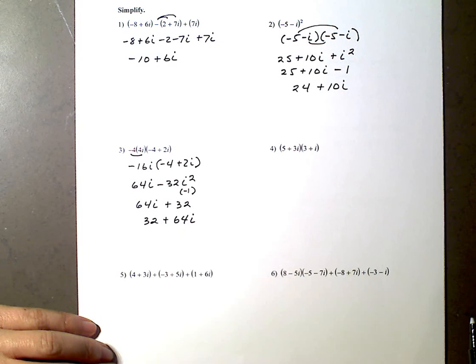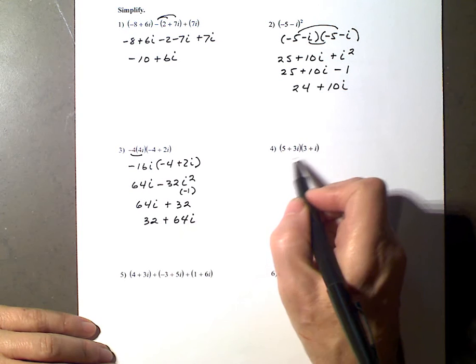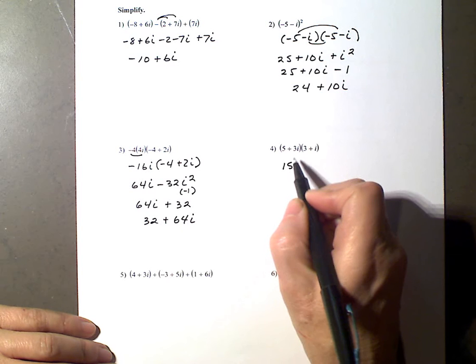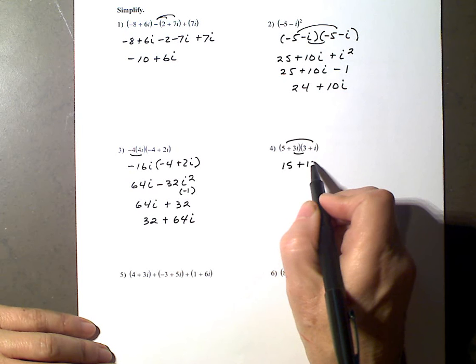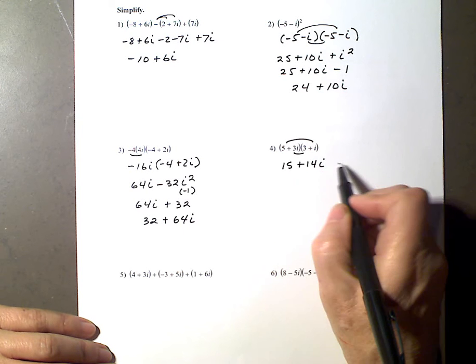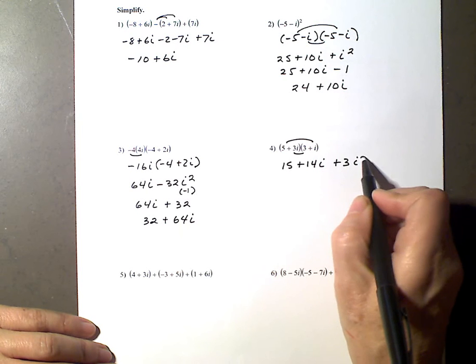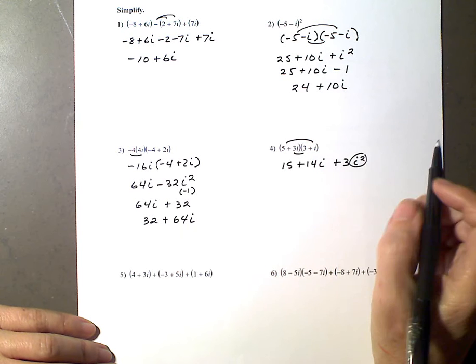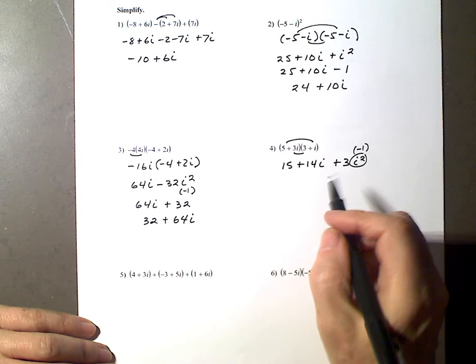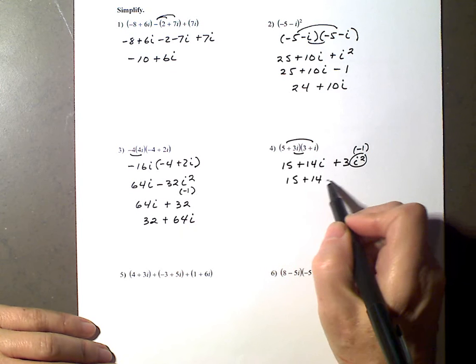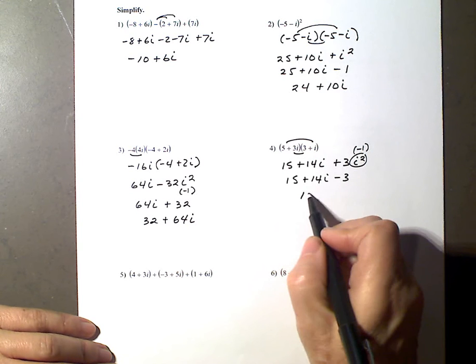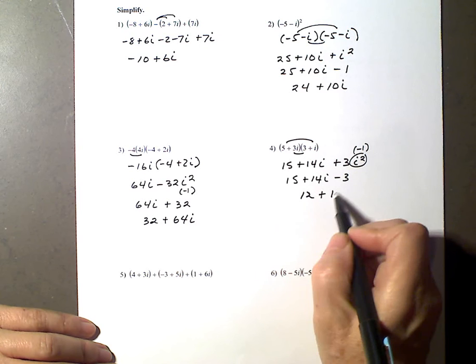Okay, and then in number 4, again, I'm just going to multiply these using the distributive property. So I get 15 plus 5i plus 9i, so plus 14i, and then plus 3i squared. So there's a negative 1, so it really becomes a minus 3. So it really is 15 plus 14i minus 3. So 12 plus 14i.